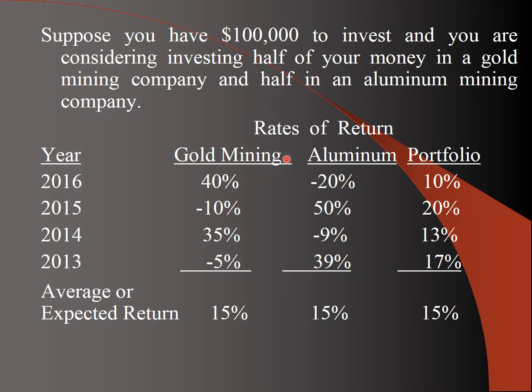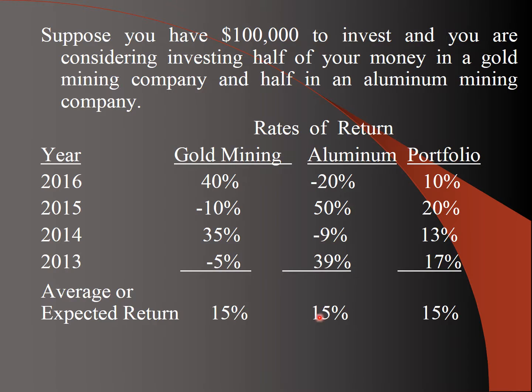So let's look at the gold mining stock for just a moment. If in recent years you had just invested in gold mining, then in 2016 you would have done really well. You would have earned a 40% return. In 2015 you would have lost 10%. In 2014 you would have gained 35% again, and then in 2013 you would have lost 5%. What would have happened if you put all your money in aluminum? Well, in 2016 you would have lost 20%, in 2015 gained 50%, 2014 lost 9%, and then 2013 gained 39%.